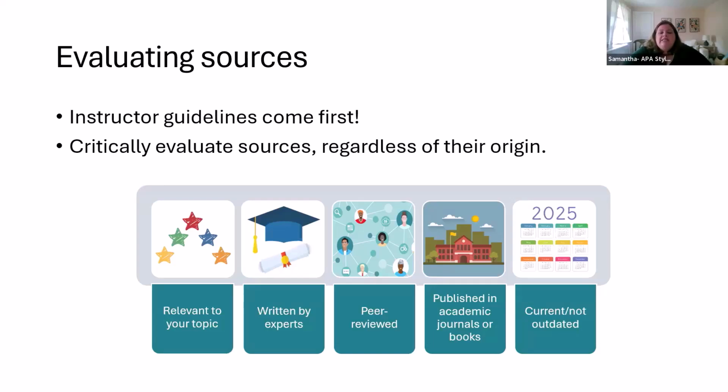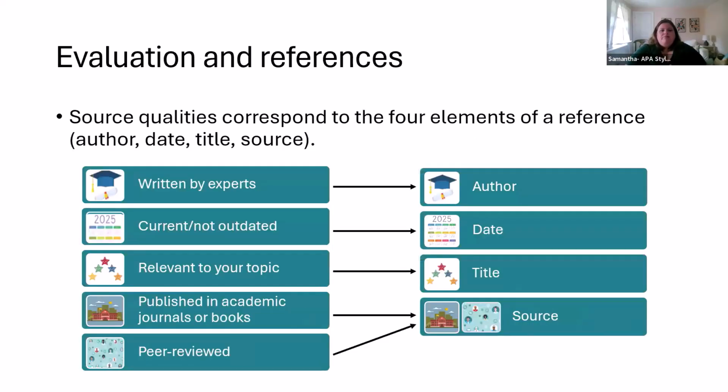However, if you are evaluating the source and making that decision on your own, what you're looking for is: is this paper relevant to your topic, written by experts, peer reviewed, published in an academic journal or book, and is it current and not outdated? Again, there is an exception for every rule, but thinking about these things will help you make the right decision.